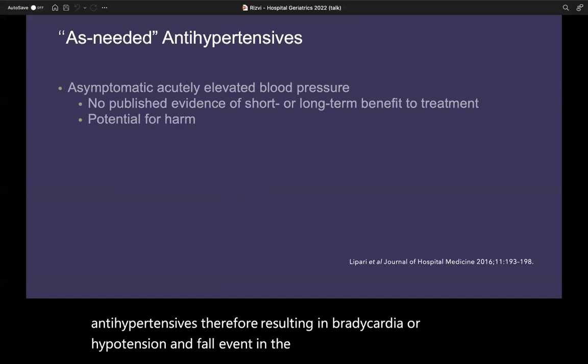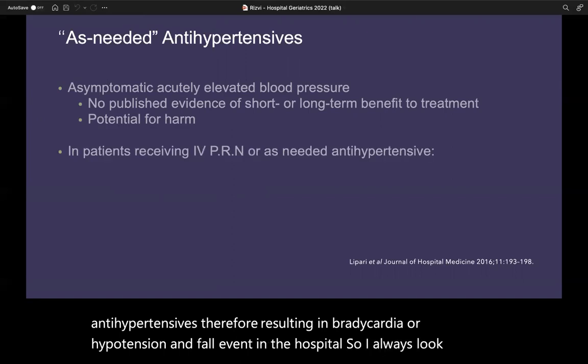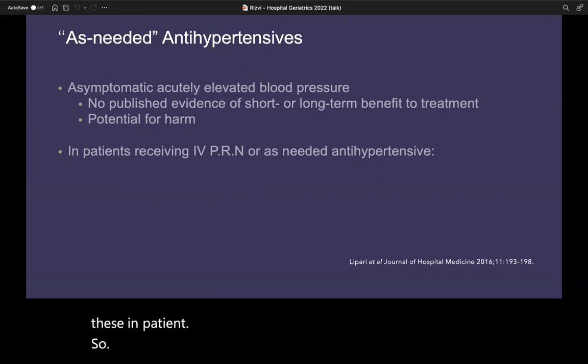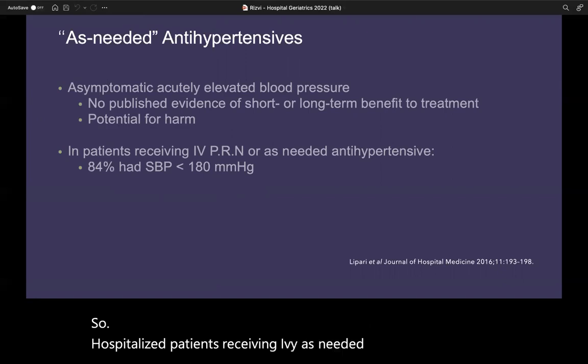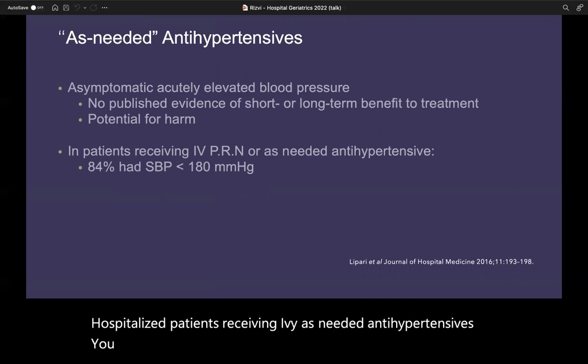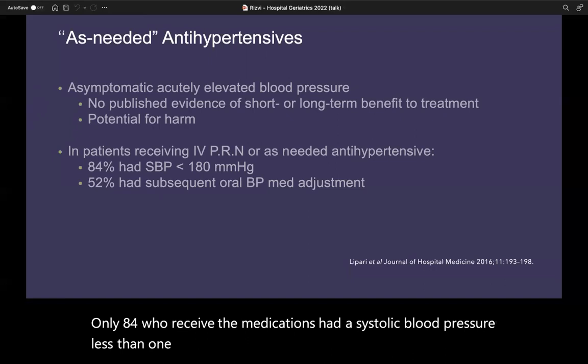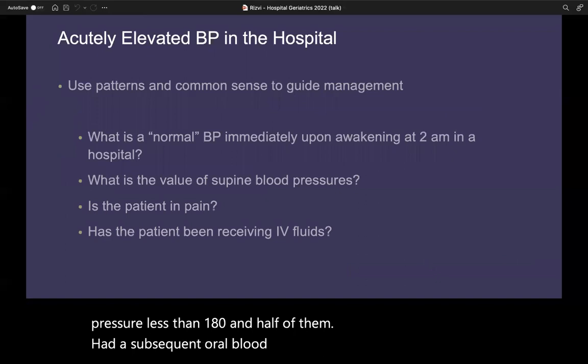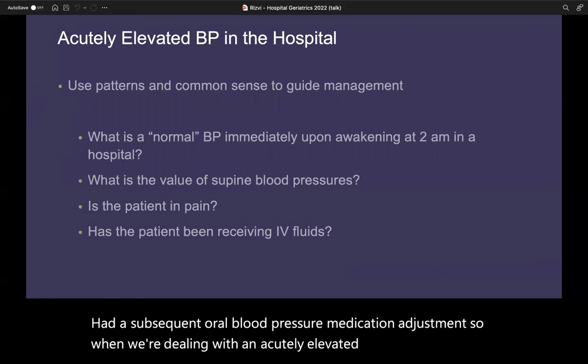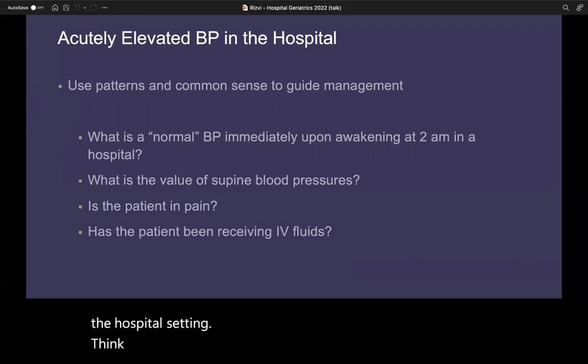So I always look at these inpatient, hospitalized patients receiving IV as-needed antihypertensives. Only 84% who received the medications had a systolic blood pressure less than 180, and half of them had a subsequent oral blood pressure medication adjustment. So when we're dealing with an acutely elevated blood pressure in the hospital setting, think of patterns and use common sense to guide management.